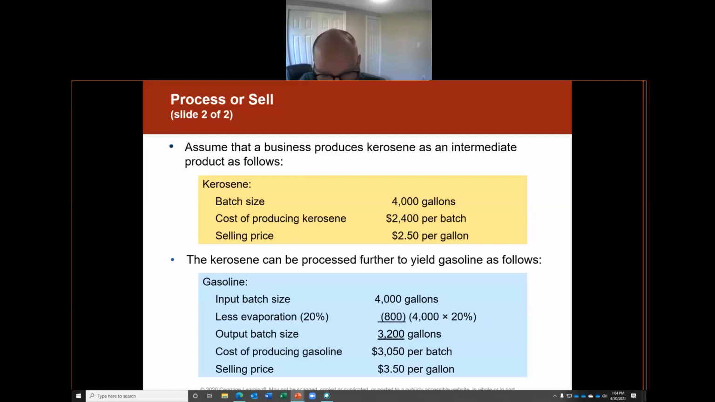For gasoline, 4,000 gallons, I'm going to lose 20% to evaporation from processing it further. Kerosene to gasoline. If I process it further to gasoline, I'll lose 20%. So that's 800 gallons I'll lose, giving me a total output of 3,200. Cost of producing a batch of gasoline is $3,050. My sales price for gasoline is $3.50 per gallon.